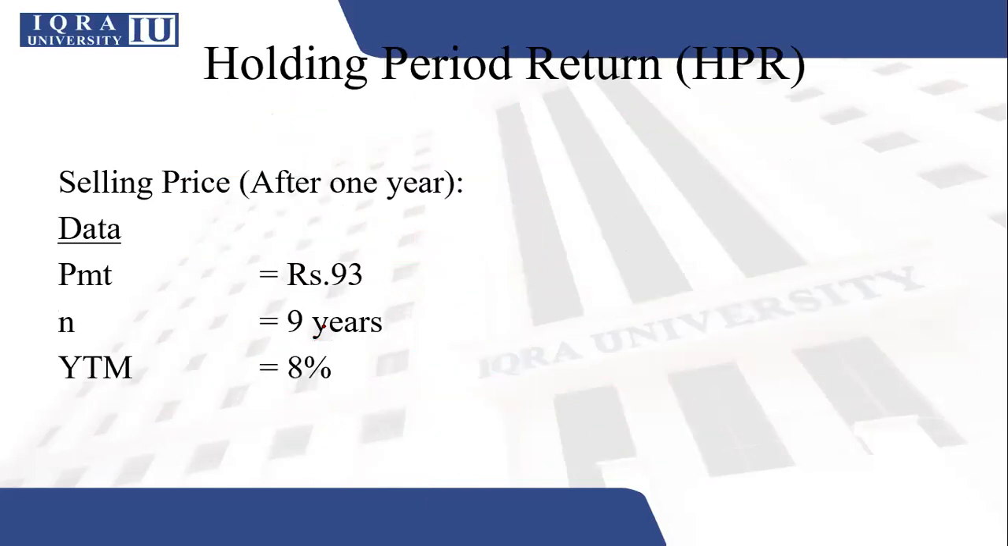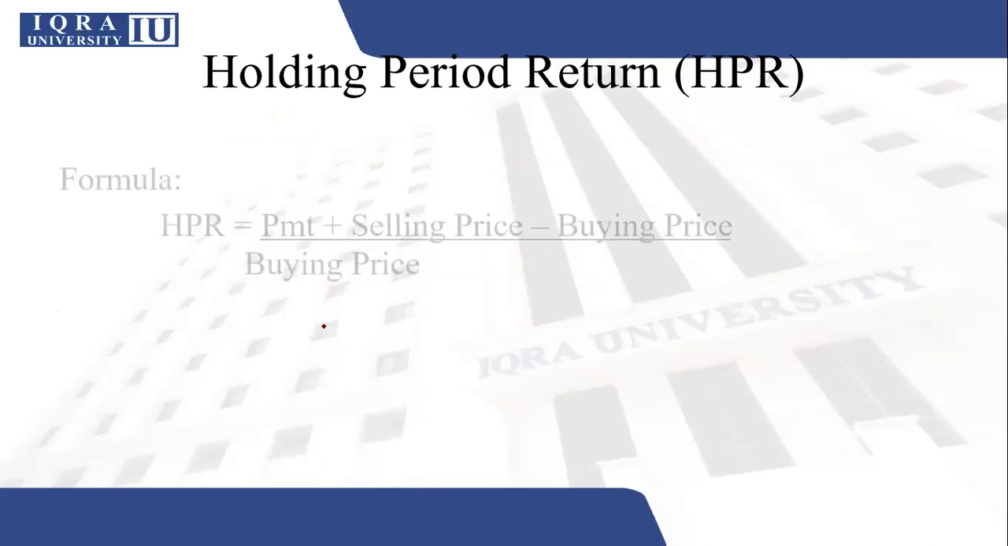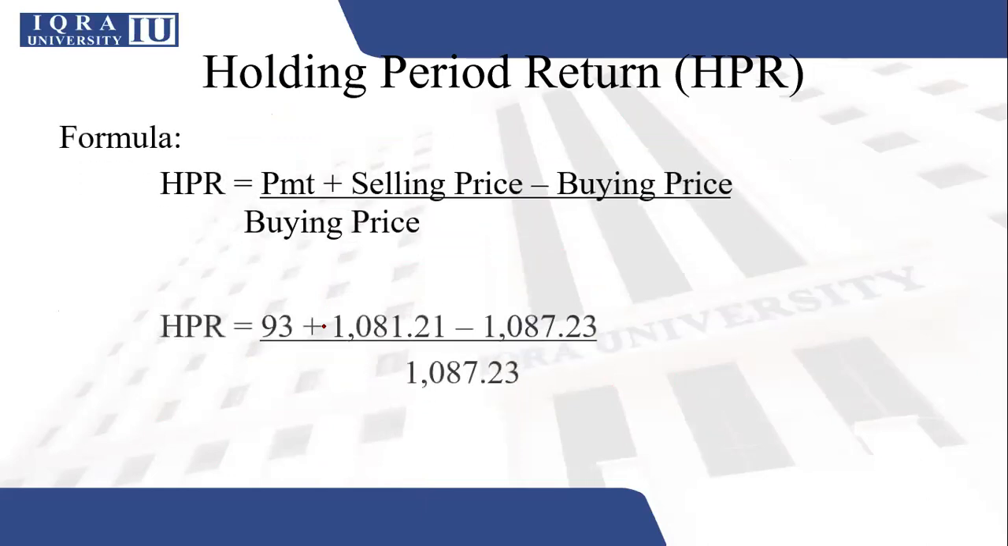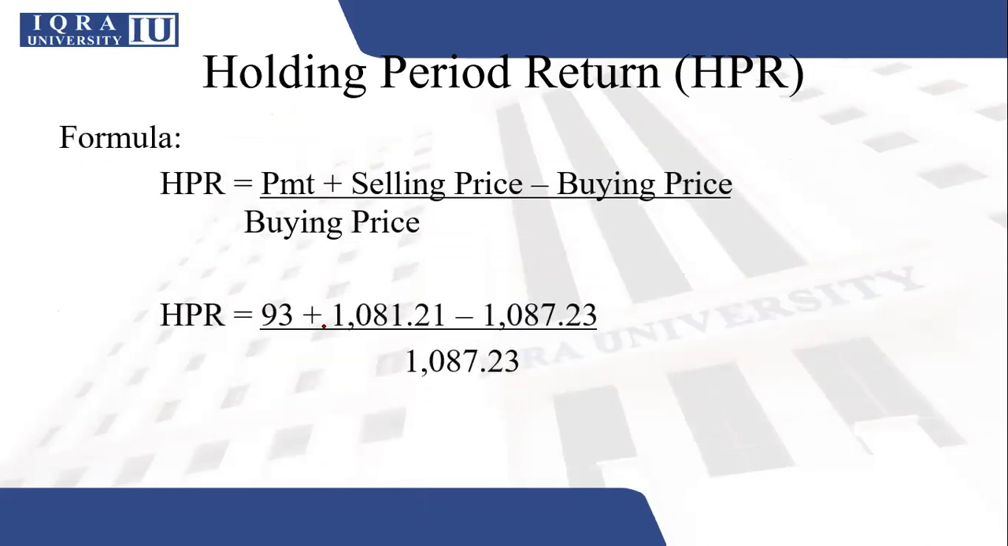So now we can put the data in the holding period return formula. The coupon payment was 93, the selling price was 1081.21, the buying price was 1087.23, and if you calculate this, your holding period return comes to 8%. So this is the return that the investor will get if he holds the bond for 1 year only and sells the bond to somebody else 1 year later.